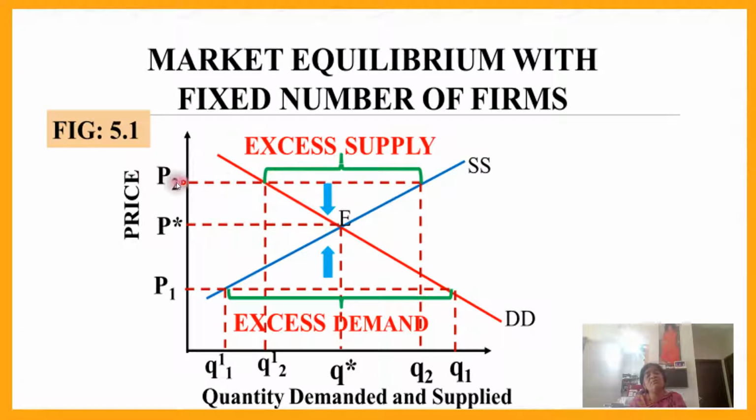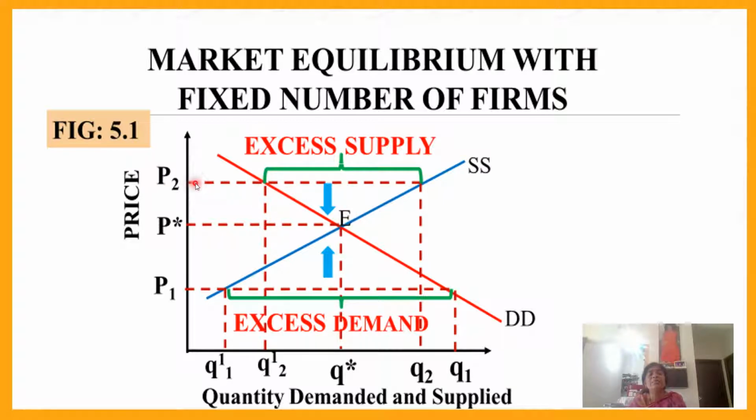Therefore, at that condition, at this P2 price, because they will not be able to sell all their products, they will bring down the price back to the equilibrium price P star. Again, the price will come down. That is what is shown by this downward blue arrow. When there is excess supply, producers will compete to dispose of their products. In that process, the price will come back to the equilibrium price.